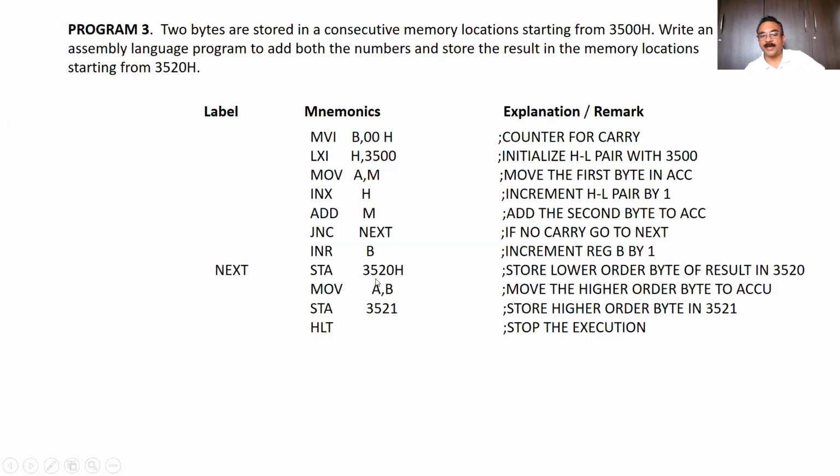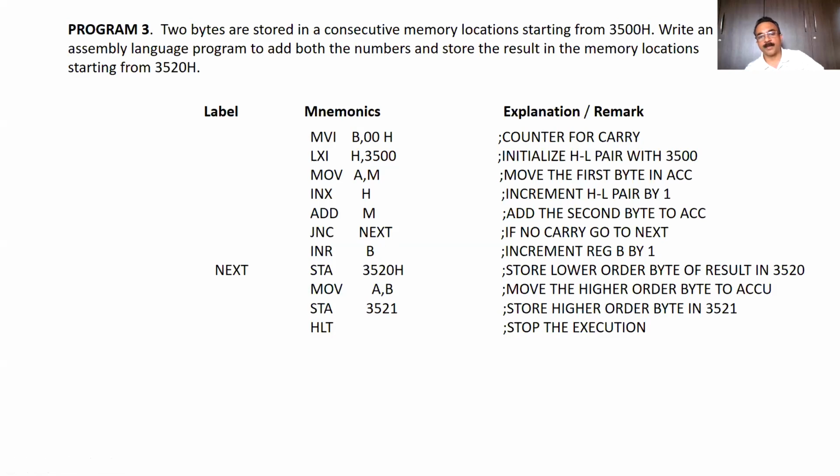And where is your higher order byte? Higher order byte is in register B, if at all the carry generates. If not, then it will remain 00. But again, you will have to store it in the next memory location. This is your higher order byte. So again, I move the contents of B to the accumulator and then store it in 3521, and stop the execution.